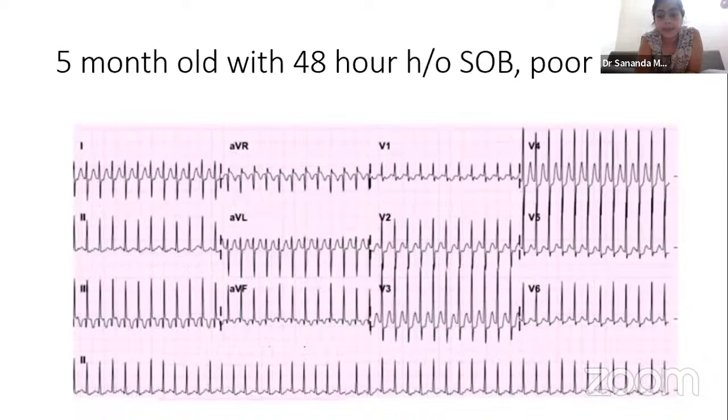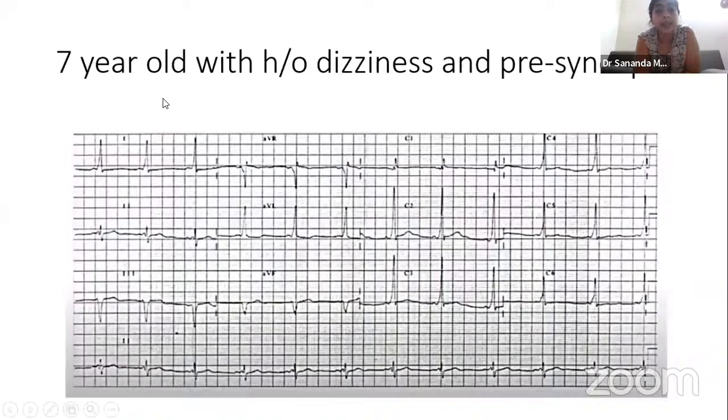Then another ECG I'll show you. This is a 7-year-old who has come with dizziness and a blackout-like feeling, and this is a recurrent symptom. Once we did an ECG, we found a pretty regular QRS complex with rates around 70s. But if you look at the QRS complex closely, you can see an upsloping of the QRS, which is pre-excitation. This is actually the WPW ECG pattern.